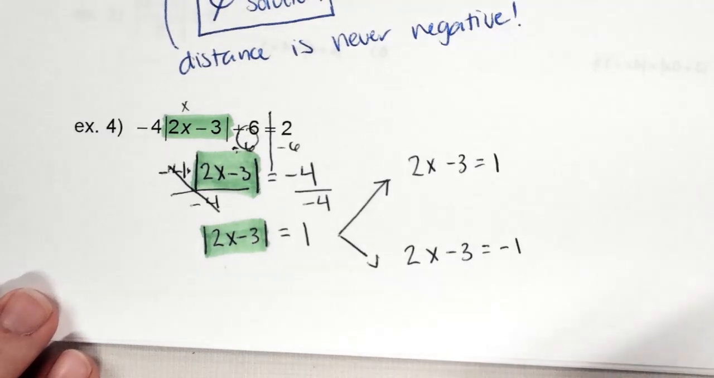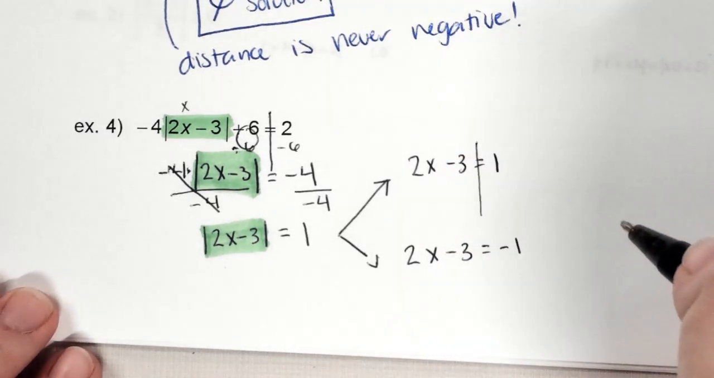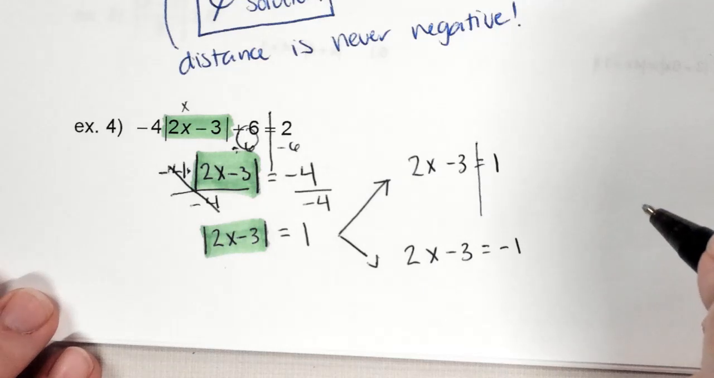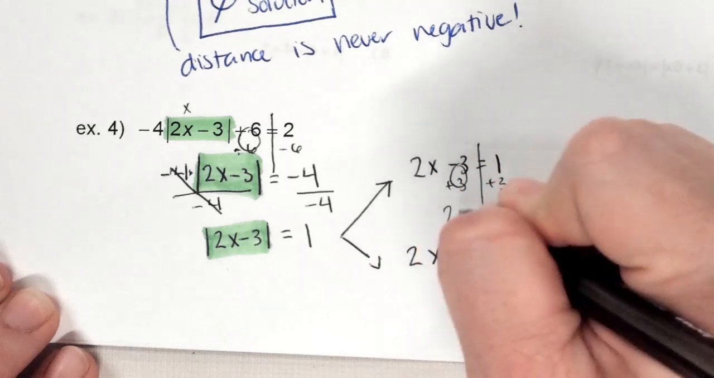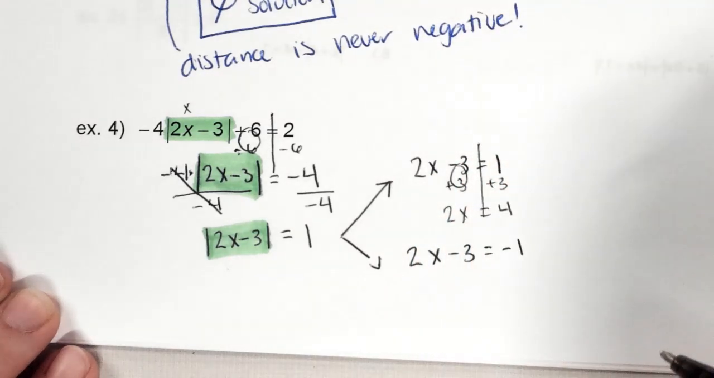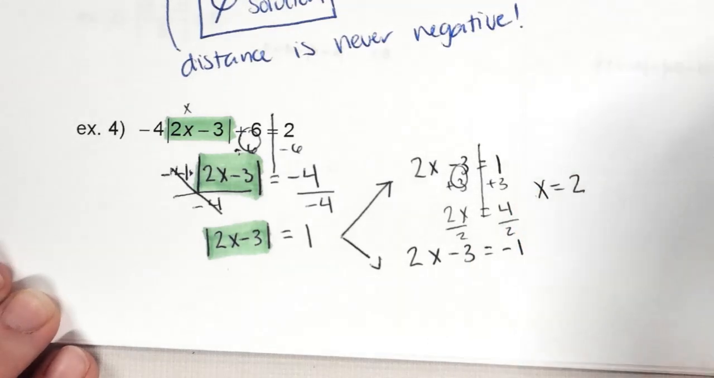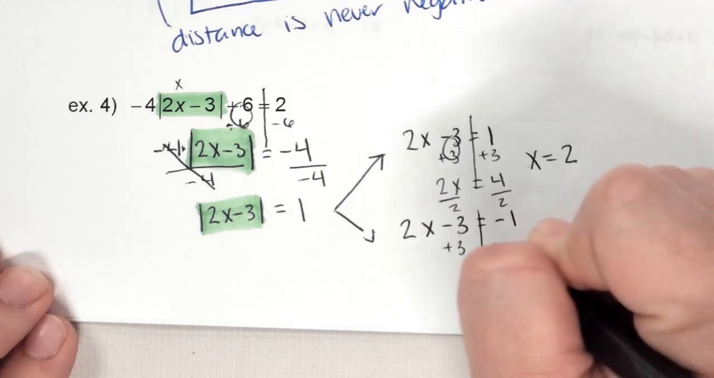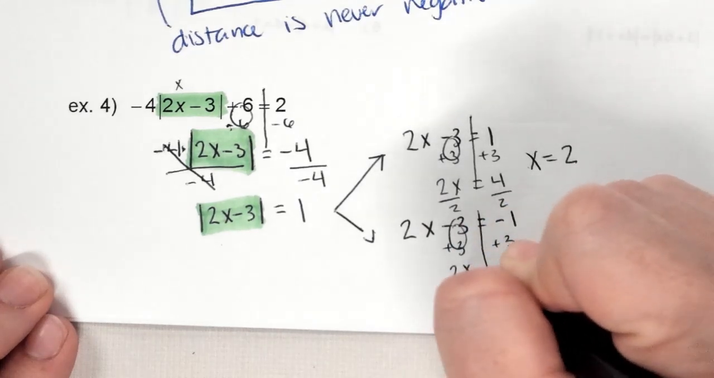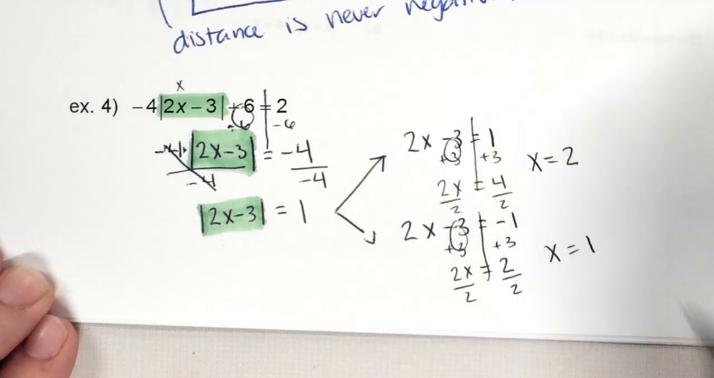So how do I solve these? What do I do? Plus 3. Plus 3. And I get 2x equals 4. Divide both sides by 2, and I get x equals 2. Same concept, plus 3, I get 2x equals 2. Divide by 2, I get x equals 1.